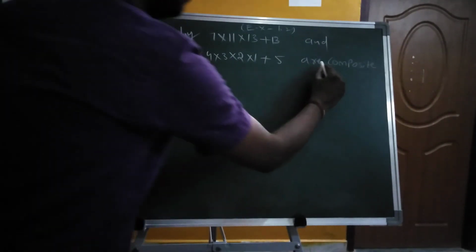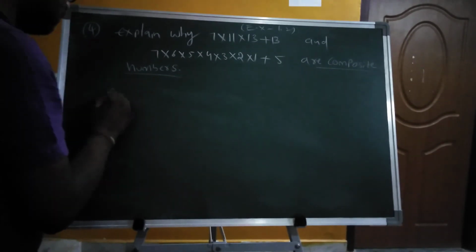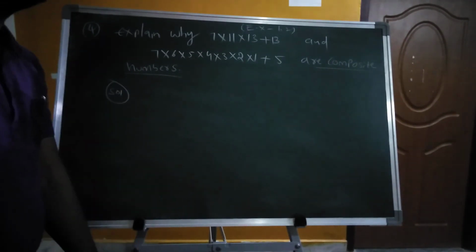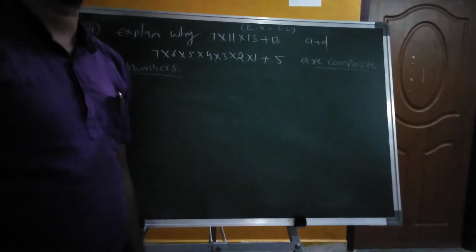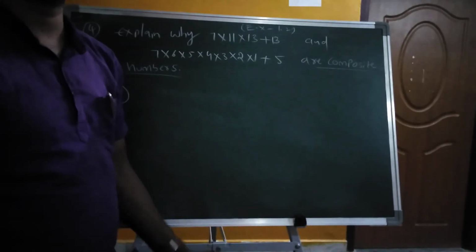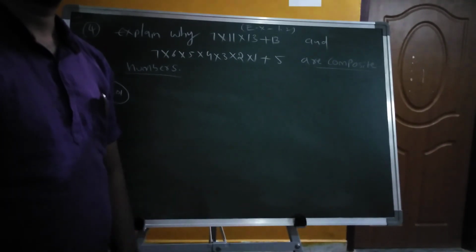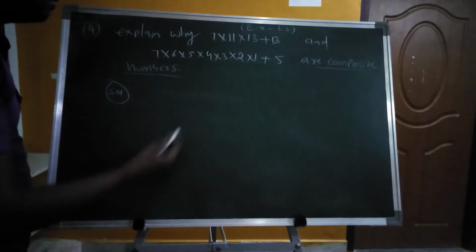Here it is asking about composite numbers. You know very well what composite numbers are. Which number has more than 2 factors? Simply, that number is called a composite number. So observe here.